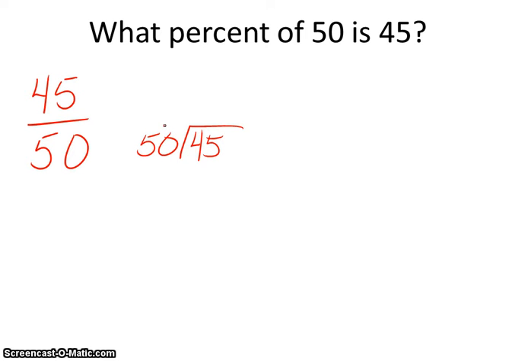Now we've talked about dividing with decimals in this unit. 50 cannot go into 45, so I need to add a decimal and a 0. 50 can go into 450 9 times. Remember, percent is out of 100. So when I work out my problem, I need to go to the hundredths place.